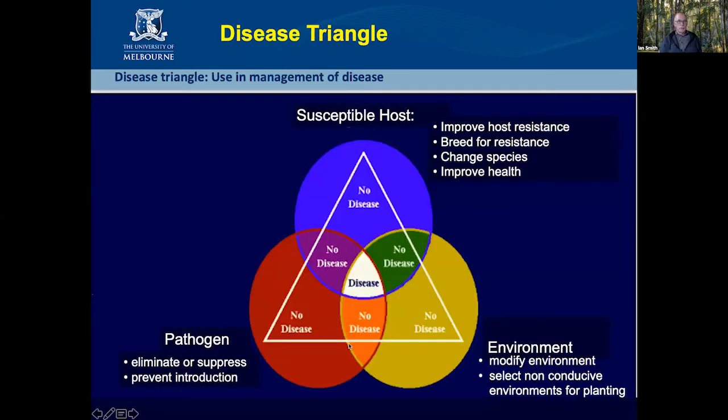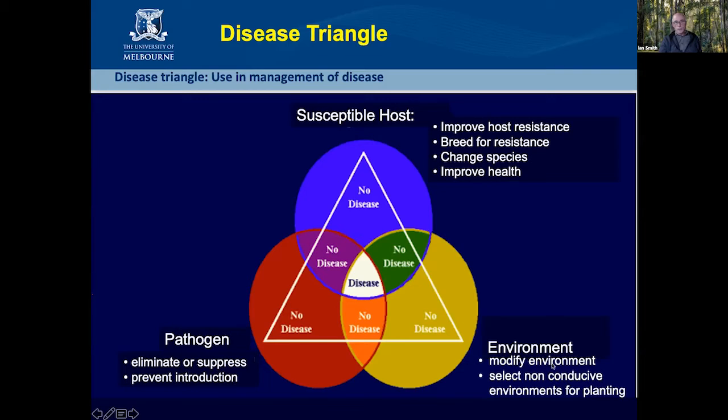So how do we use what we know in the management of the disease? In the case of susceptible hosts, we try to improve host resistance. We can breed for resistance, we can change the species, and we can improve the health of the plant. We can make sure that it's growing well with good nutrition, and there's the use of phosphonate, which can actually help improve the resistance of a plant. With the pathogen, we need to see whether it's mostly set on trying to eliminate or suppress it and prevent its introduction into a healthy area that's uninfested at the moment.